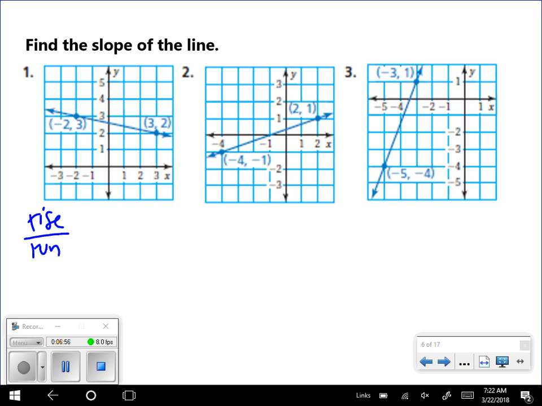So I'm going to count how many my points move down. If I count this, I have a negative 1 there. And then I'm going to count my run, how many I moved over to get to that point. So 1, 2, 3, 4, 5. So my slope would be negative 1/5. Now you see that's not as steep of a line. It's kind of more shallow.